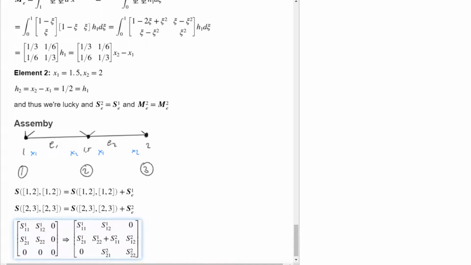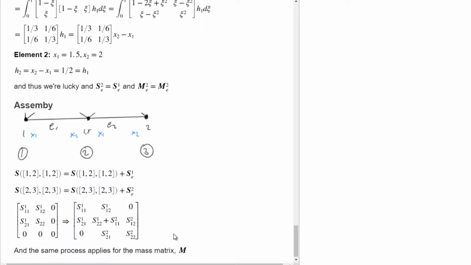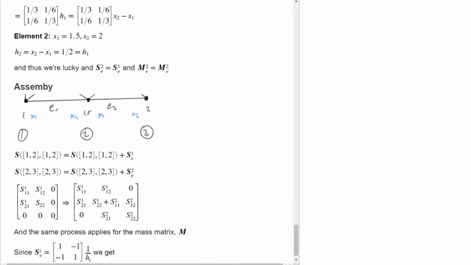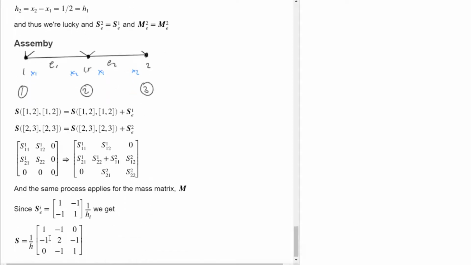And this is the same process we're going to do for the mass matrix. Now, take a look at the numbers, since our element stiffness matrix is of this form here, we have 1 minus 1 minus 1 1 over h_i. So the only thing that is changing is h. We will take a look at how that looks assembled. So this is our assembled matrix with 1 over h broken out. Now if we insert h into this matrix and look at what it becomes totally, this is what we end up with.